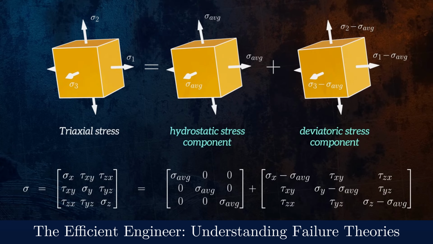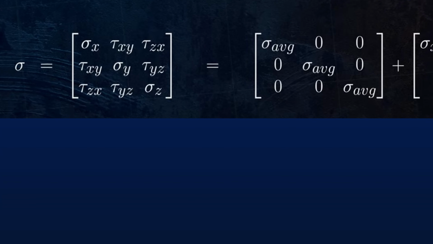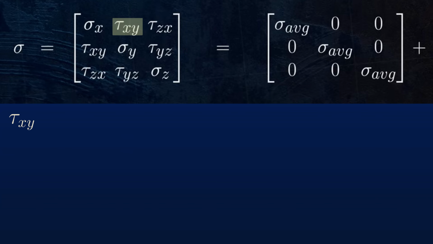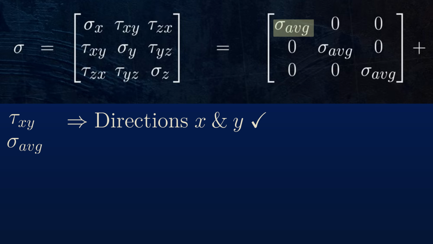This is an explanation of mechanical failure theories by the YouTube channel The Efficient Engineer. Here, shear stress is written as tau with 2 subscripts, x and y, where x represents the normal plane and y represents the force direction. That notation makes sense because x and y are variables, they describe directions. Now look at the normal stress written as sigma AVG. How should we interpret AVG?